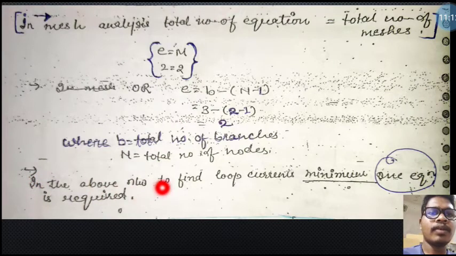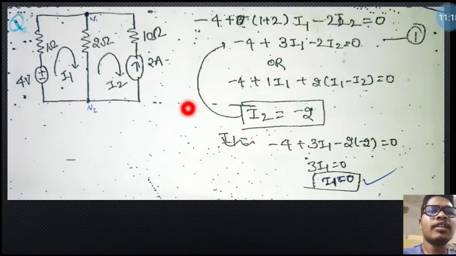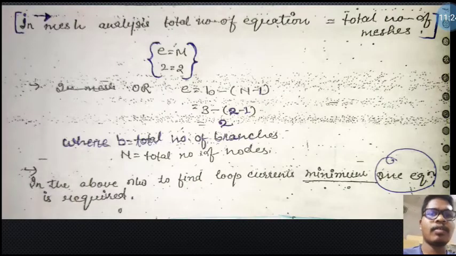Let's see another point. In the above network, to find the loop current, a minimum of 1 equation will be required. So to find the loop current in mesh analysis, a minimum of 1 equation will be required. Please remember that point also.